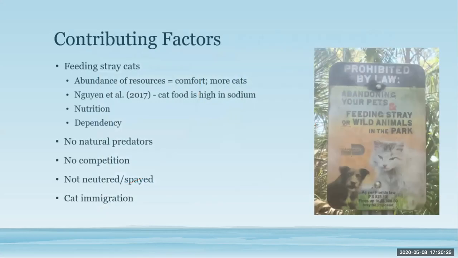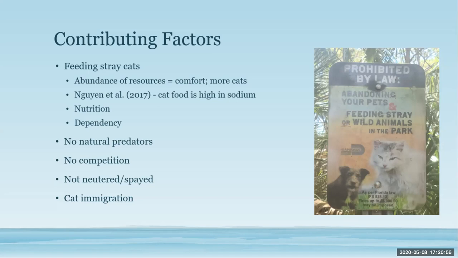So what are some contributing factors to this? What exactly is doing the opposite of helping the situation? Despite the fact that this is very well-meaning, feeding stray cats is one of them for several reasons. So we're providing a food source for these feral cats, meaning that they can continue to survive and still kill at their leisure and not have to worry about killing really to survive. So they have this food for them.